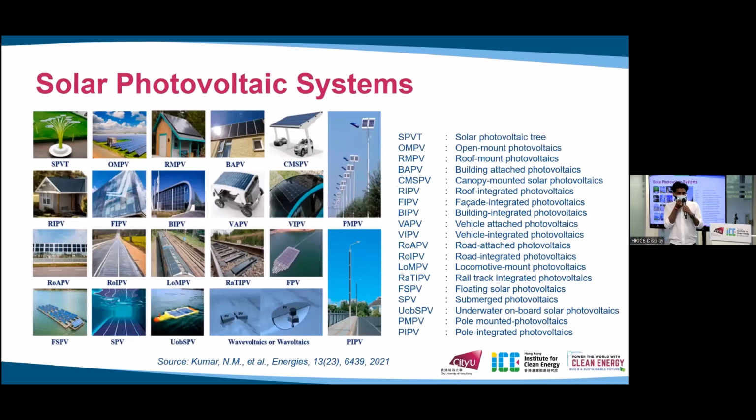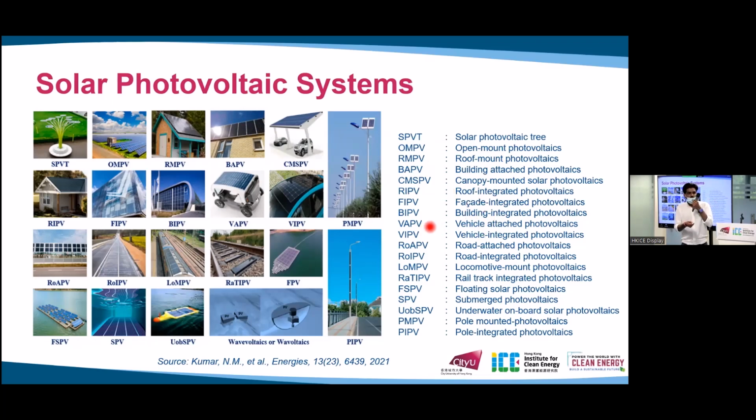Now, if you see how solar photovoltaic systems are installed, up to now, as you're familiar, at a material science level we only produce PV modules. But when these modules come into the real-life environment, they can be installed in multiple ways. For example, we can install a solar photovoltaic tree. We can also install it as open mount photovoltaics, what you see everywhere on a ground mount. Then we also have roof mount, then building attached photovoltaics. Then we have canopy mounted photovoltaics, roof integrated, facade integrated, building integrated. Of course, a few come under the family of BIPV, that is facade, canopy and all.